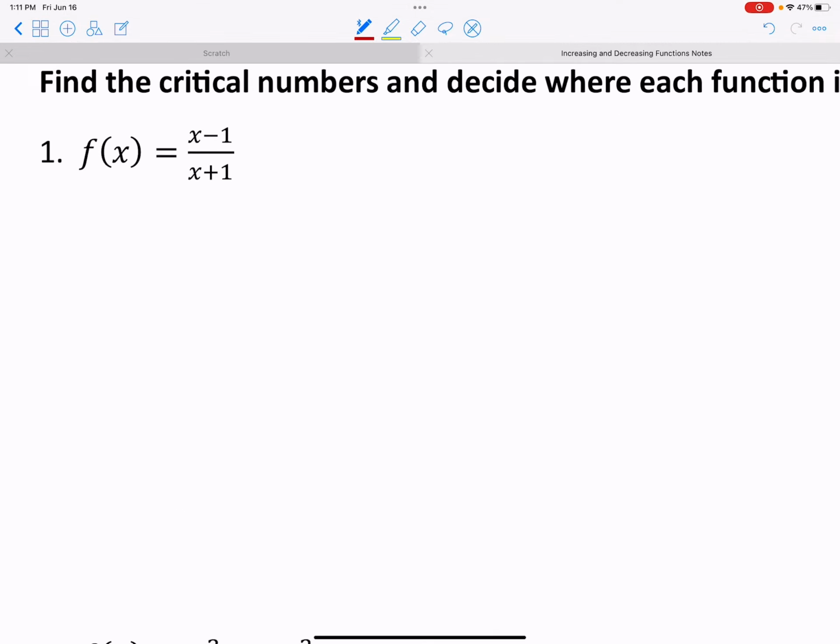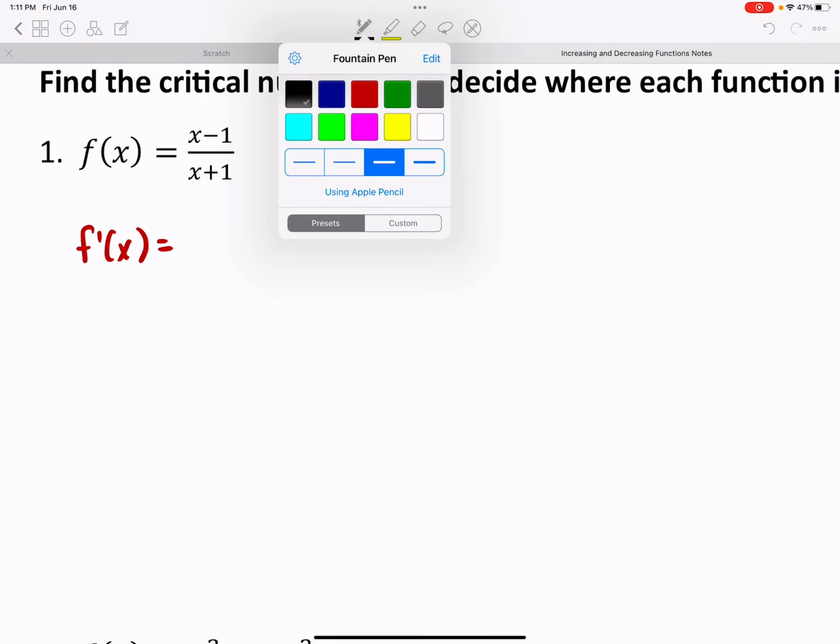So if I want to do this, and I presumably did not have access to a graph, which we'll use to verify our work, but this is the work you're going to be required to do, okay? We're going to start by finding the derivative, so f prime of x. Well, to find this derivative, I'm going to need to use my quotient rule.